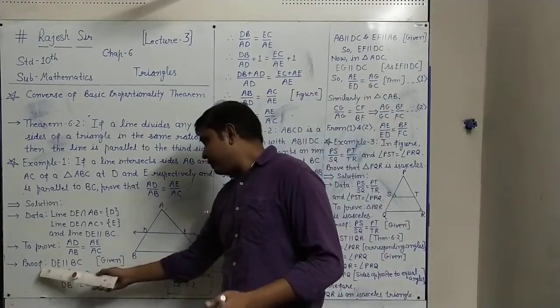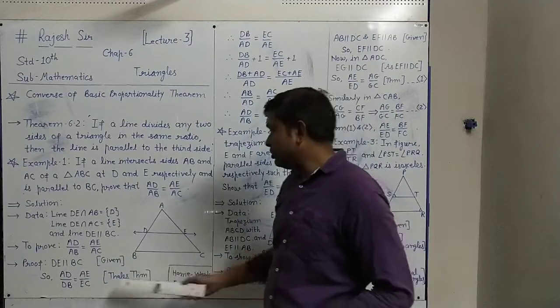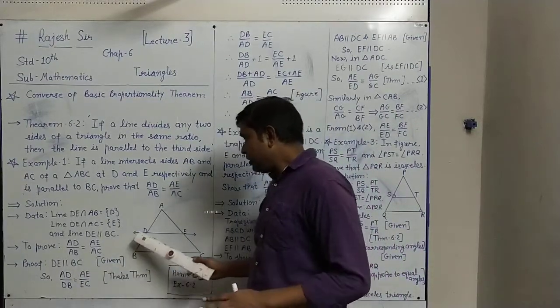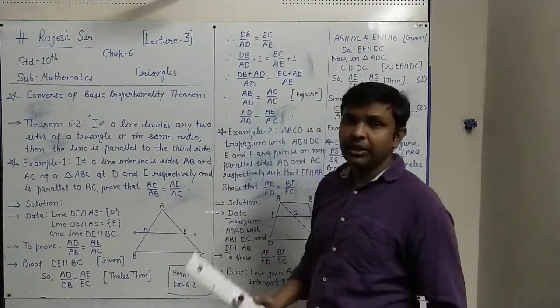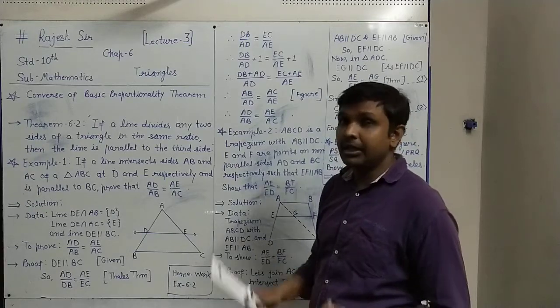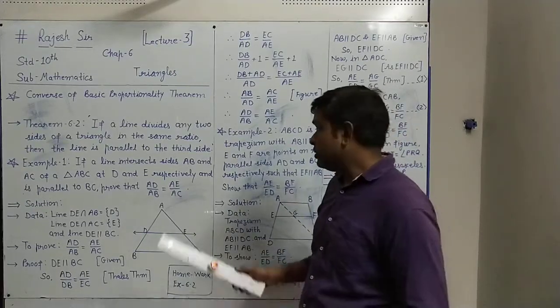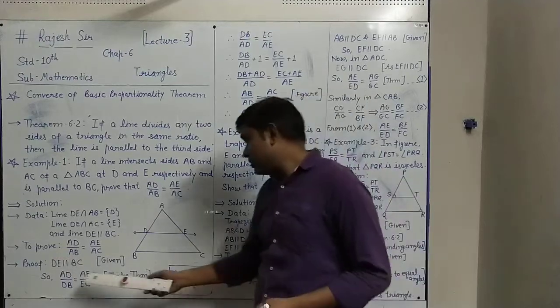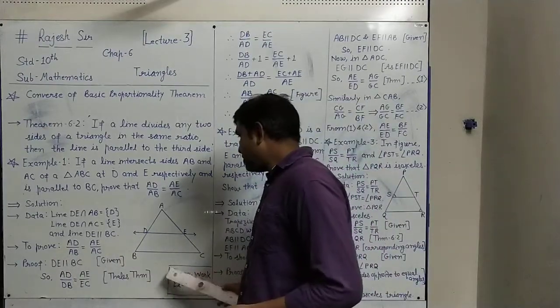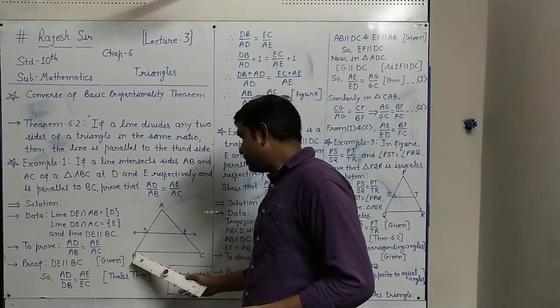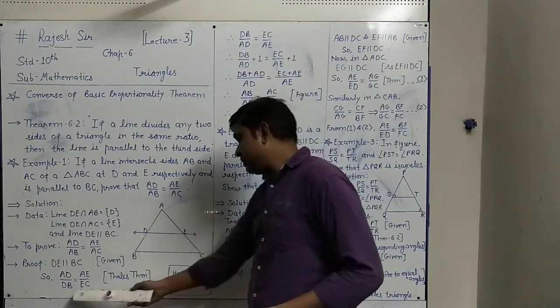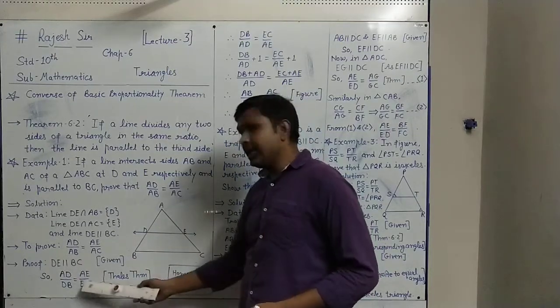So in the proof, we start with: as DE is parallel to BC, it is given. It is the same situation as given in theorem 6.1, that is Thales theorem, the basic proportionality theorem. So we can use it. So DE parallel to BC, so we can use AD upon DB equals AE upon EC. That is Thales theorem, which we have proved.